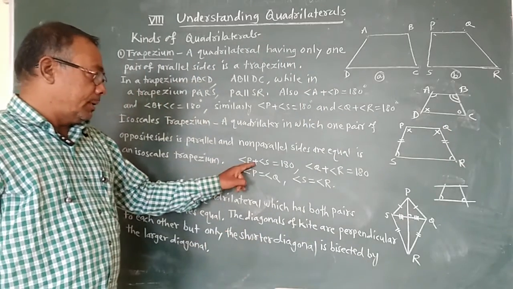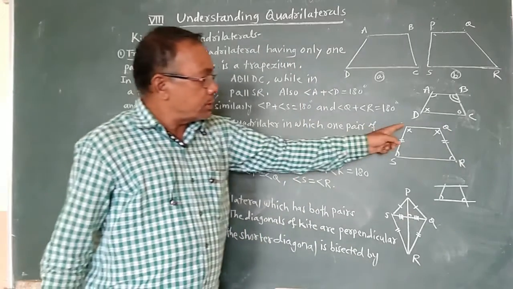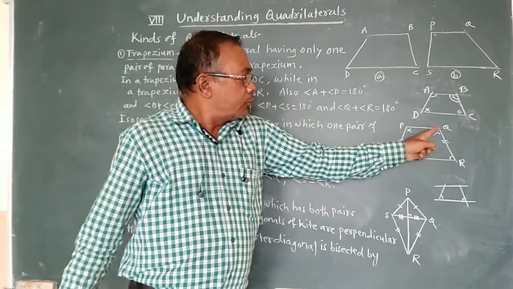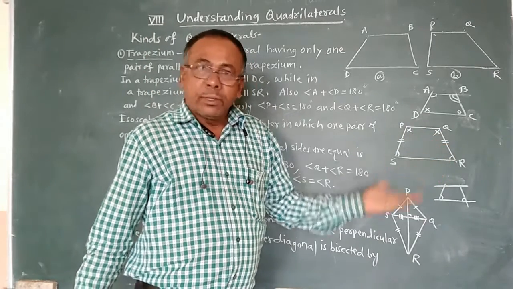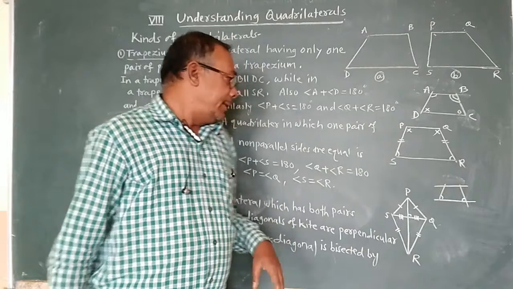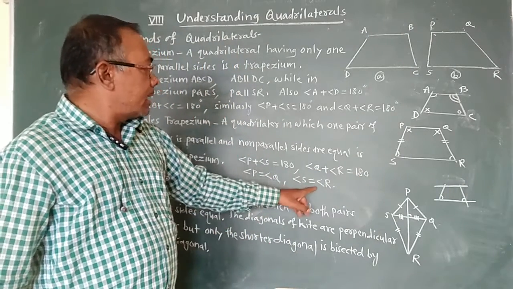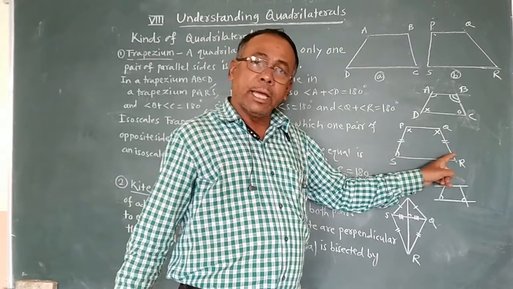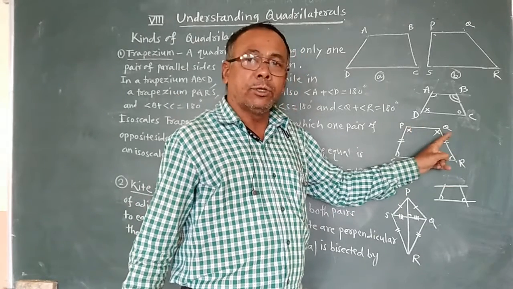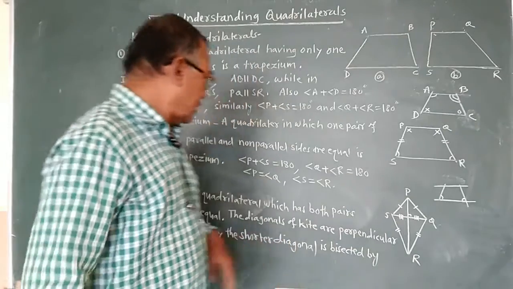Here angle P plus angle S is equal to 180 because they are interior angles. Angle Q plus angle R is equal to 180 degrees. They are also interior angles, and therefore the sum is 180. Here angle S and angle R are equal. Similarly, angle P and angle Q are also equal.